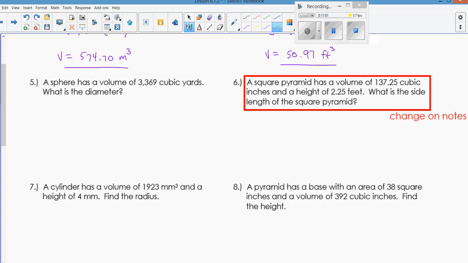Okay. Number 5. A sphere has a volume of 33,369 cubic yards. What is the diameter? Well, a sphere, so think about, how did they find the volume? They found it by doing 4 thirds pi r cubed. In order to find the diameter, I want to find the radius, so 33,369 equals 4 thirds pi r cubed.